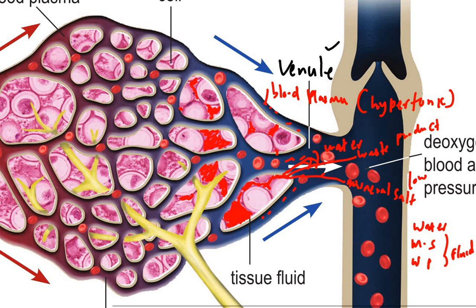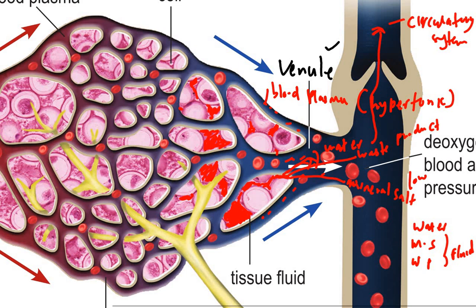So it will be reabsorbed back. The fluid here will be reabsorbed back to the venule. The absorption of water, the absorption of mineral salts and waste take place in the venule capillary. So when this fluid is reabsorbed, it will flow back to the circulatory system. The fluid will flow back to the circulatory system.